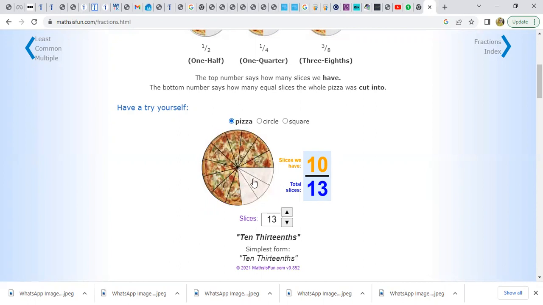Now you have pizza. If you have 13 pieces of pizza, and we are taking 10 pieces of pizza here, it would be 10 over 13. And 10 is called the numerator and 13 is called the denominator. I hope you have understood.